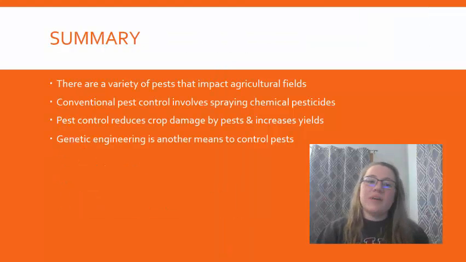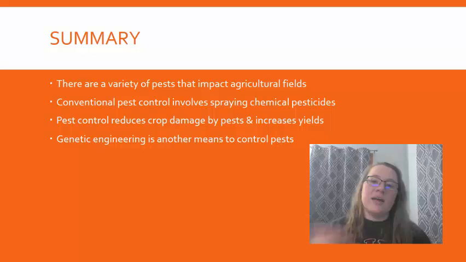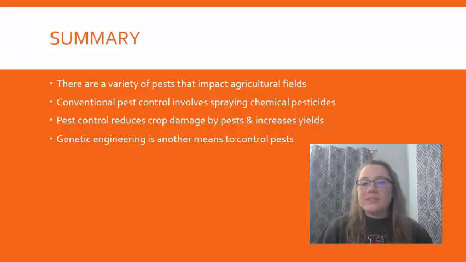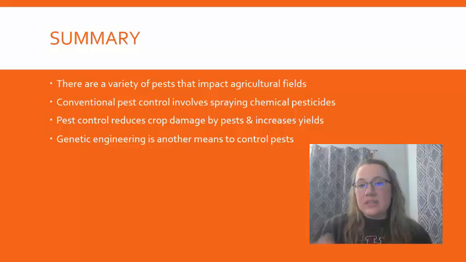So in summary, there's a variety of pests that impact agriculture, and conventional pest control really relies on spraying chemical pesticides. There are several ways that pest control works to reduce damage by pests, overall increasing the yield of the crop, which is kind of our goal, right? And another means of controlling pests would be genetic engineering through Bt corn and other genetic modifications.